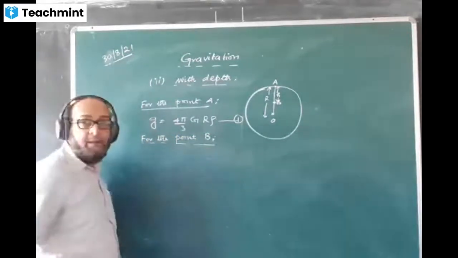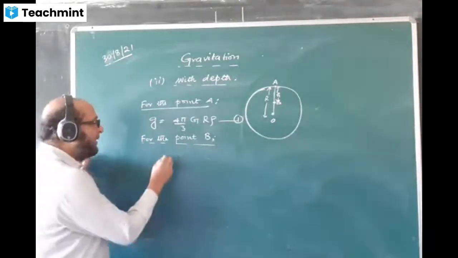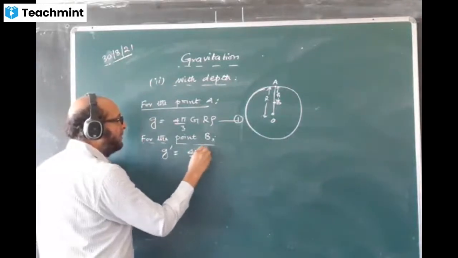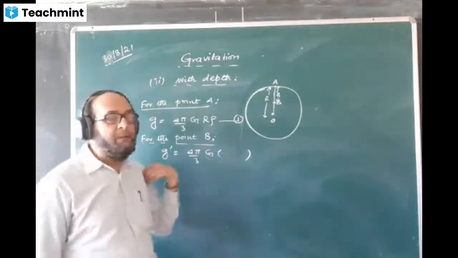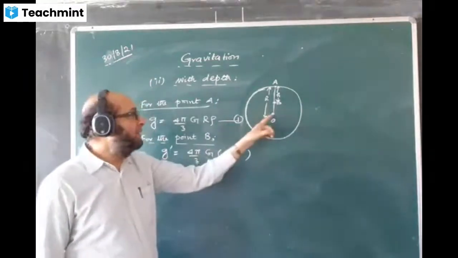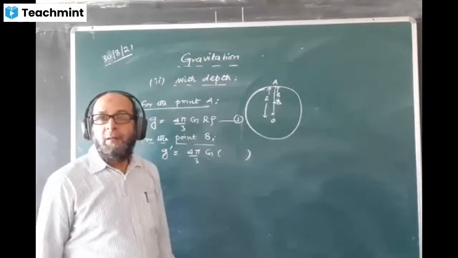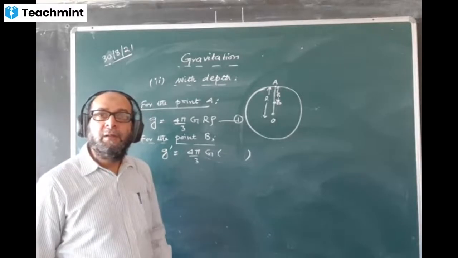For the point B, now we are checking for the point B. For the point B, G dash is equal to 4 pi by 3 G. What is the distance of the point B from the surface of the earth? H, but we have to take it from the center. What is the distance of the point B from the center?